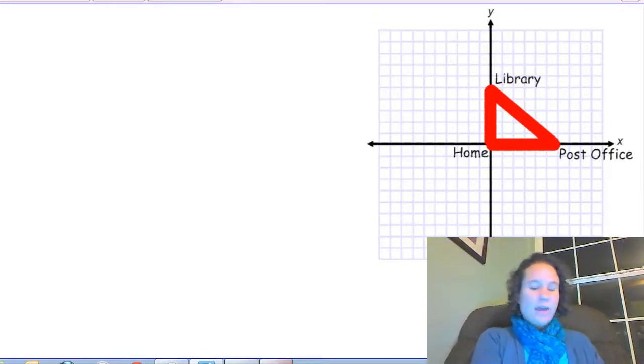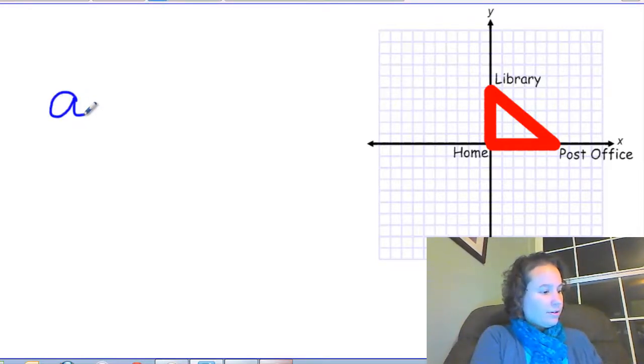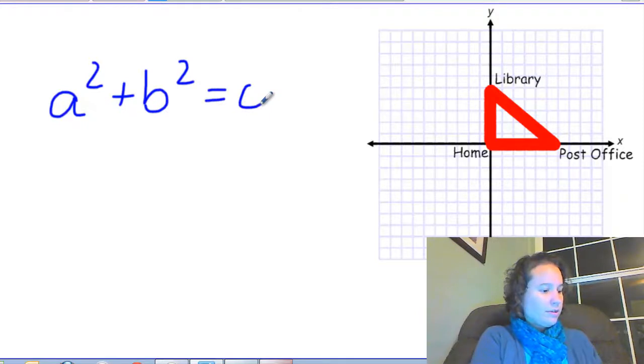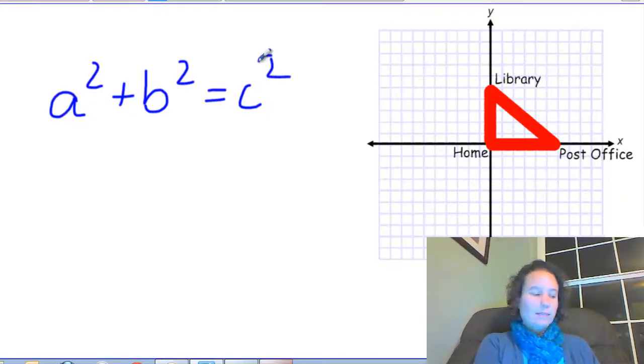So the way that I would do that would be to set up my Pythagorean equation, and I can see that the distance from the library to the post office is the hypotenuse of the right triangle. So I am going to write this. Remember, the Pythagorean theorem says that a squared plus b squared equals c squared, where a and b are the lengths of the legs of a right triangle and c is the length of the hypotenuse.